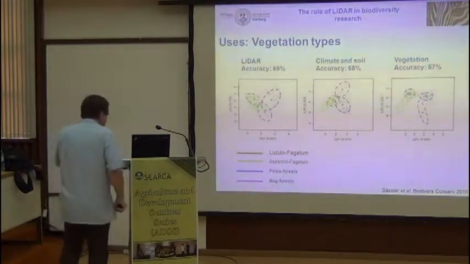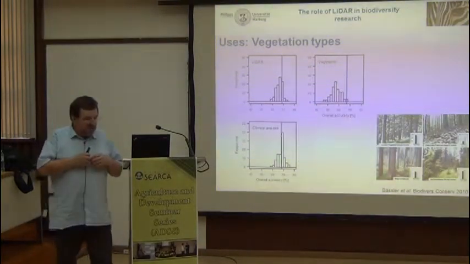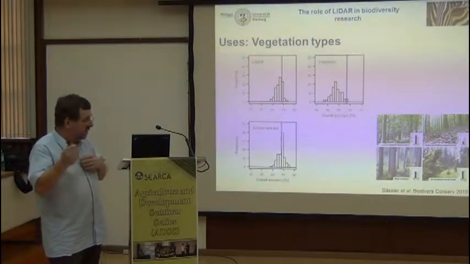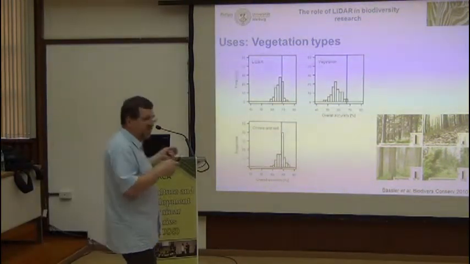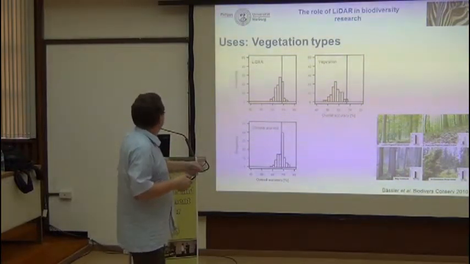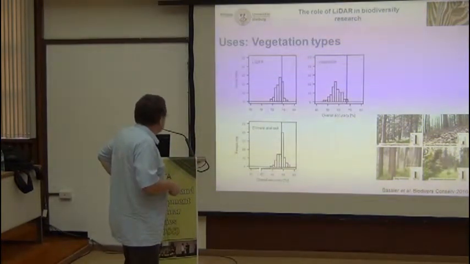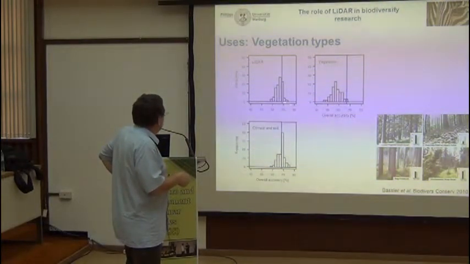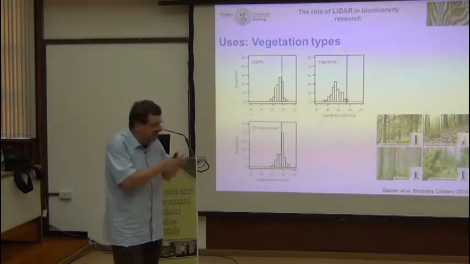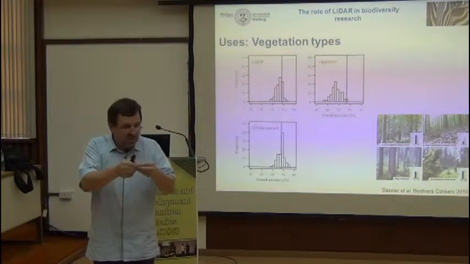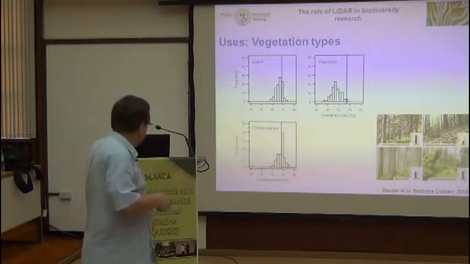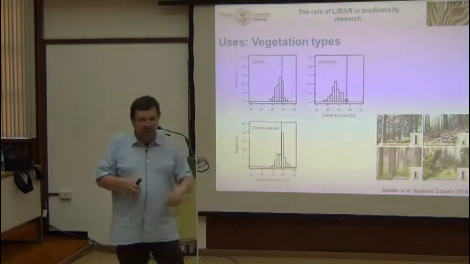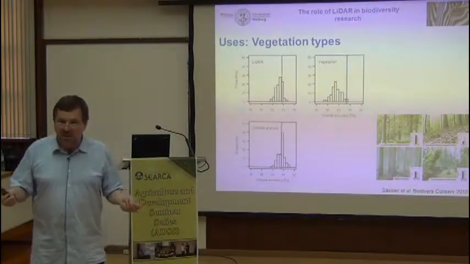But the next step again is making a fair comparison. And this fair comparison is that we need a test data set and a training data set. We can here measure the overall accuracy. Let's only compare LiDAR. So the overall accuracy in assigning a plot measured by LiDAR to a habitat type is 70%.